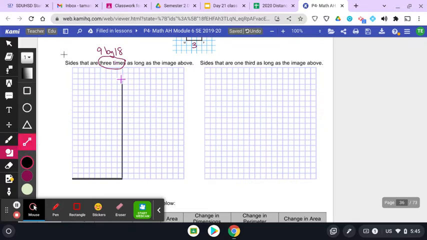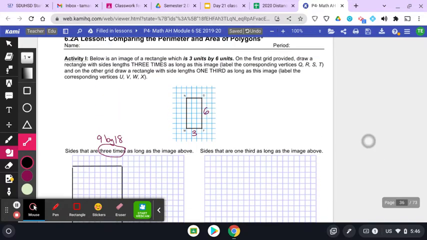I'm going to finish off my rectangle. Okay, then I have to be careful.